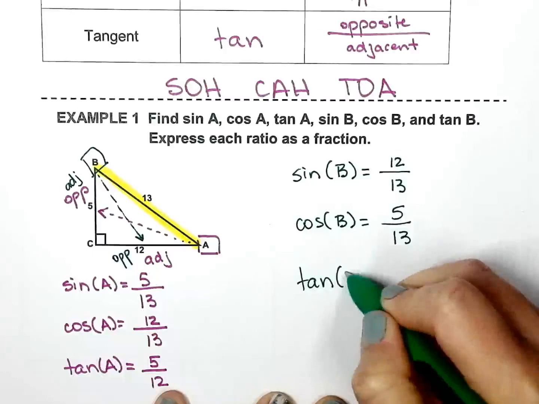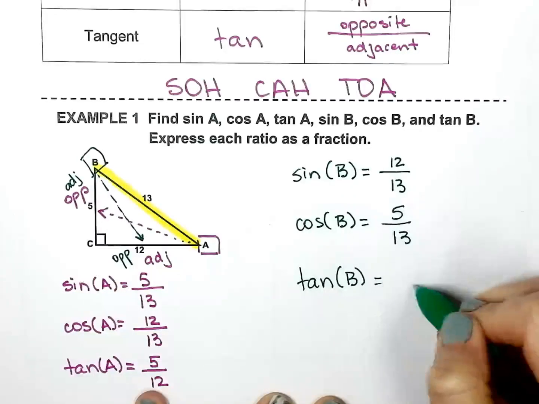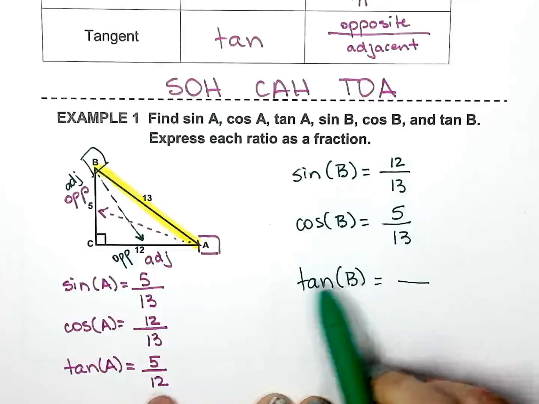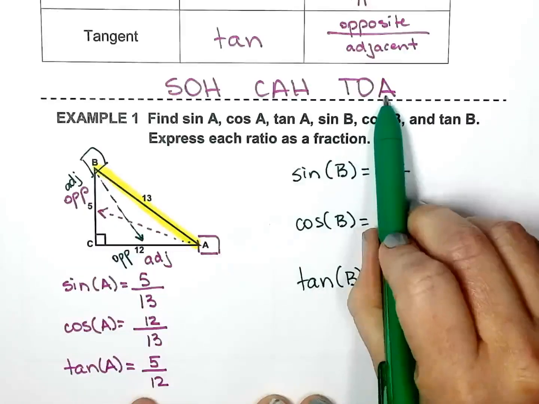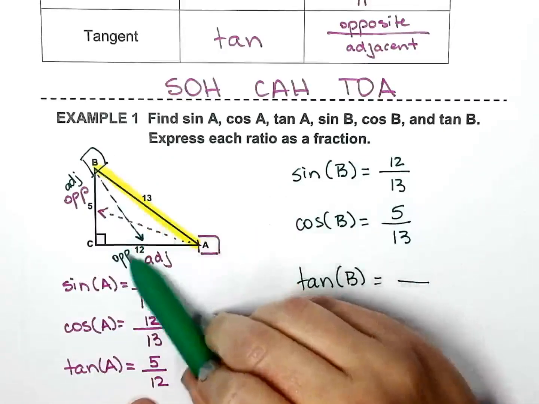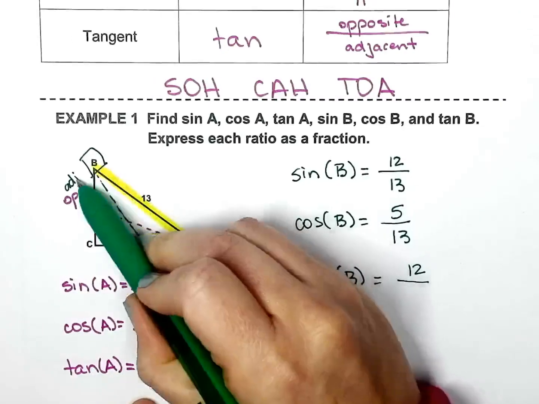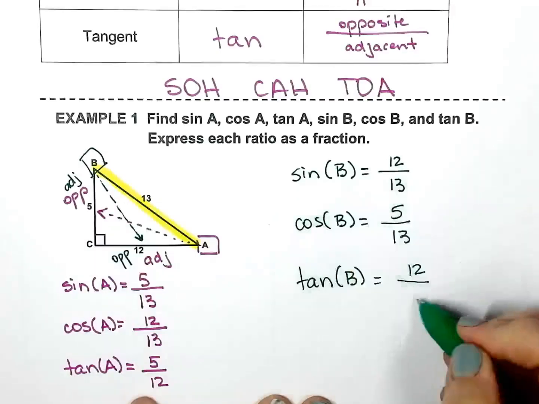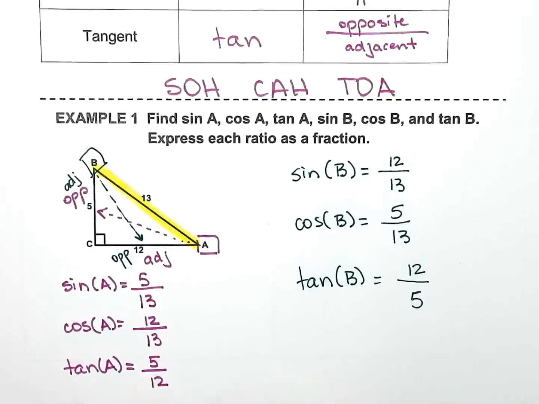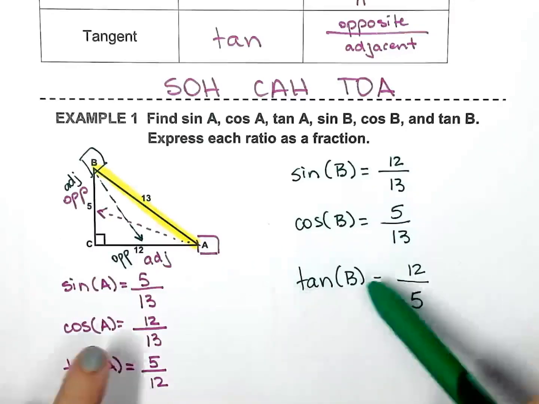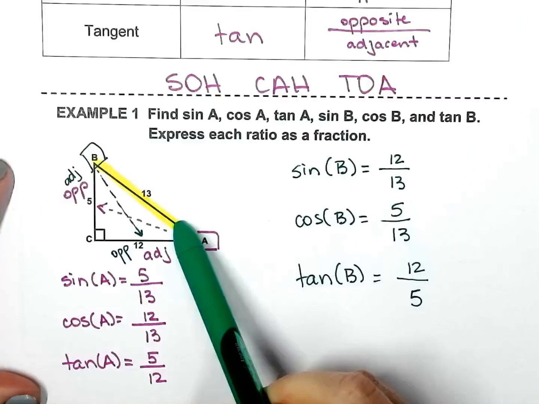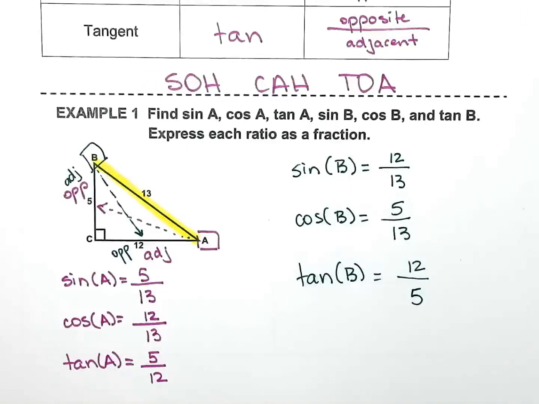And the last one is tangent of angle B. Tangent is opposite over adjacent. Opposite to angle B, right here, is 12. Adjacent to angle B, right there, is labeled 5. Okay, take a couple minutes, let it sink in, look at it a couple times, color code your paper, and highlight your hypotenuse before you start anything. This is not too bad. Just give yourself a couple minutes and you got this.